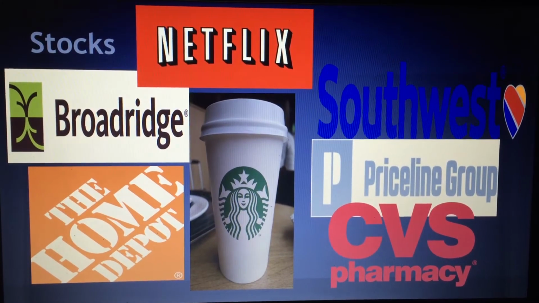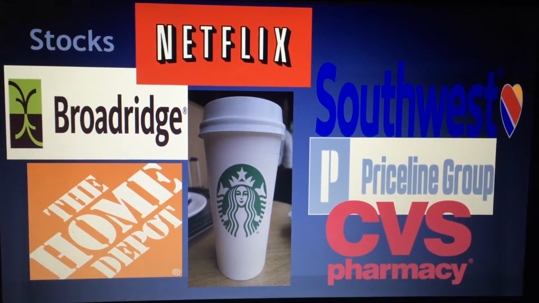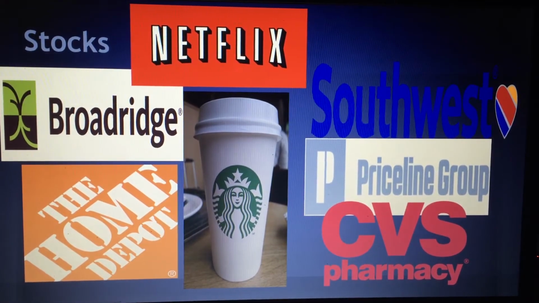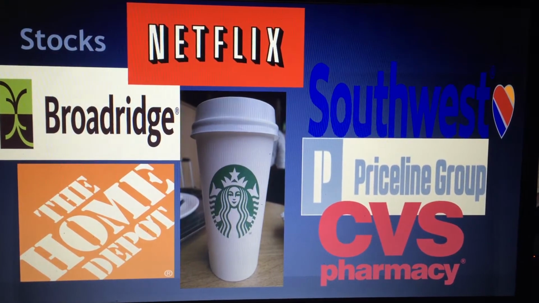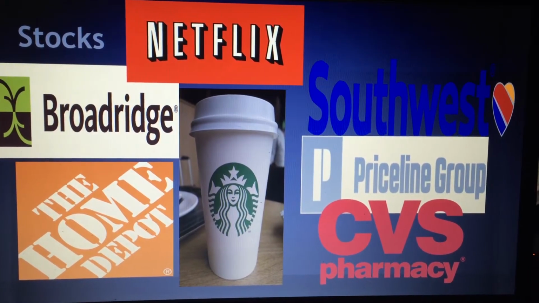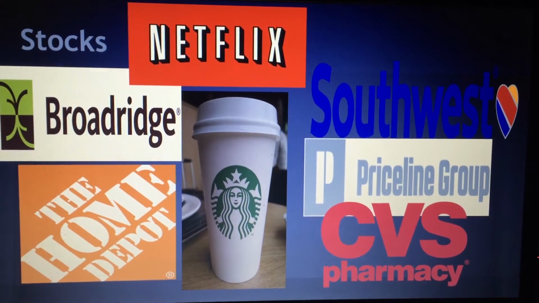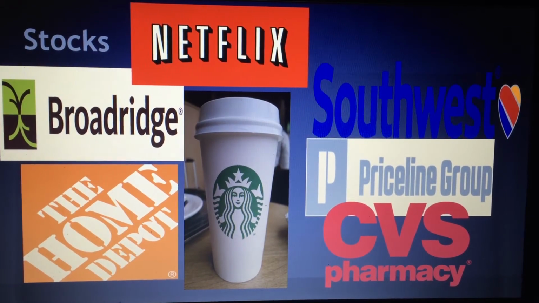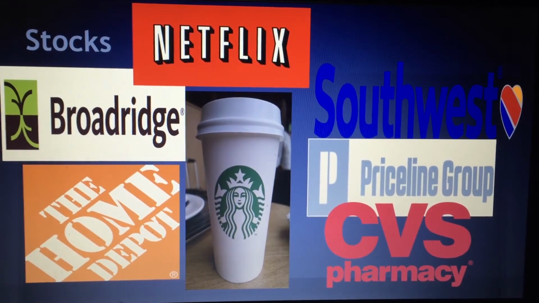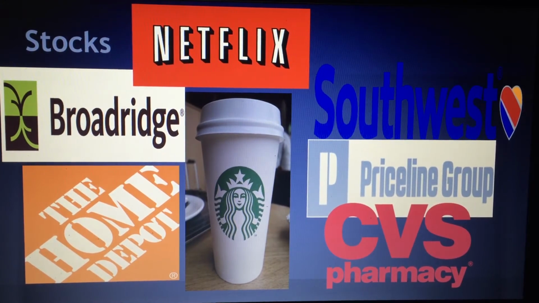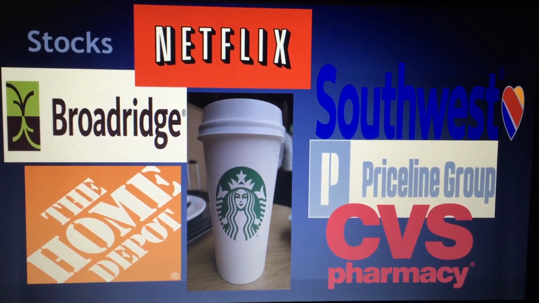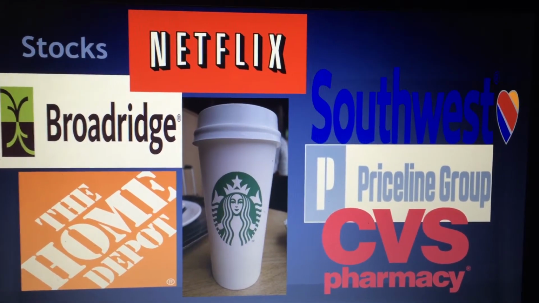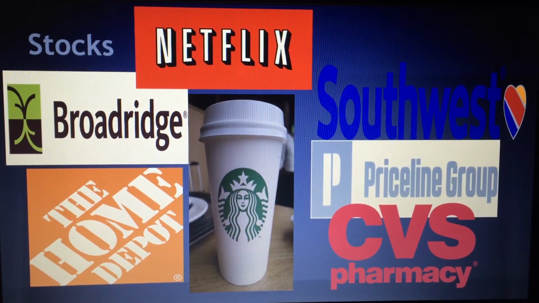So here are some of the stocks that we invested in. Broadridge Financial Solutions is a financial security firm. Then we have Netflix, which is TV show and movie internet streaming on demand. Then we have Southwest Airlines. Then we have Priceline Group, which is a travel website that helps consumers with airlines and hotels. Then we have Starbucks, which everyone knows is the coffee shop. Then we have CVS, a retail store mainly known for its pharmacy and health products. And then we have Home Depot, the home improvement store.